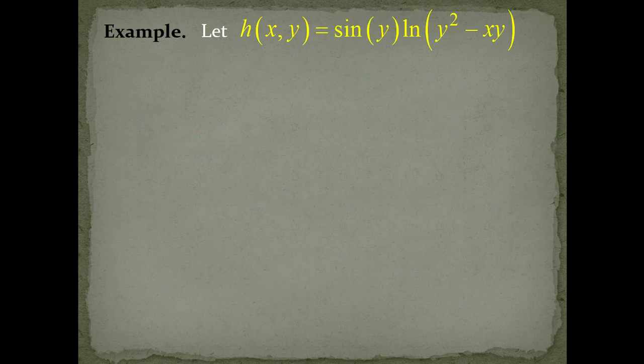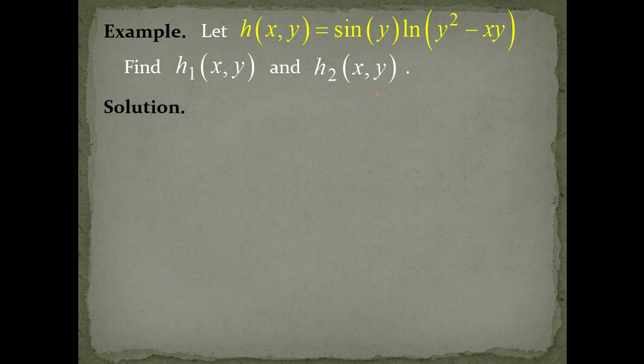Okay, so next we're given a function of x and y. Let h of x and y equal sine y times ln of y squared minus xy. And we're asked to find the partial derivative of the function with respect to x. So 1 here again means that we are differentiating partially with respect to x, and the partial derivative of the given function with respect to y. So 2 here corresponds to y.